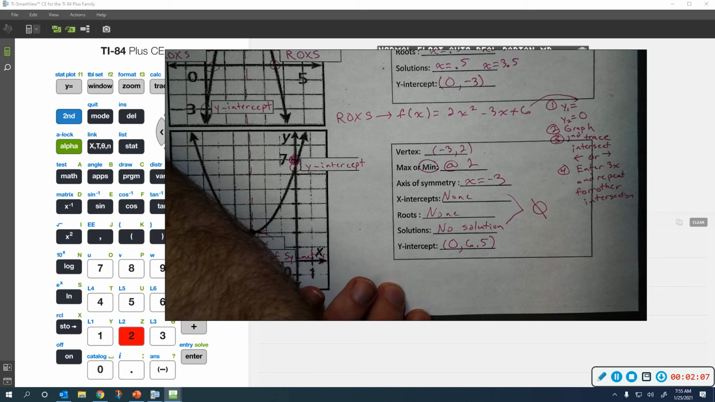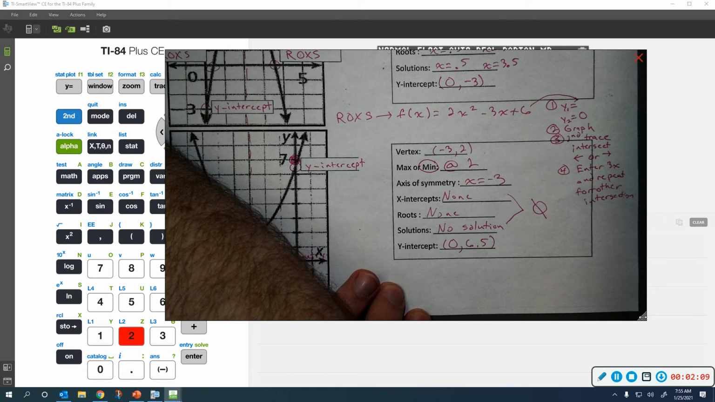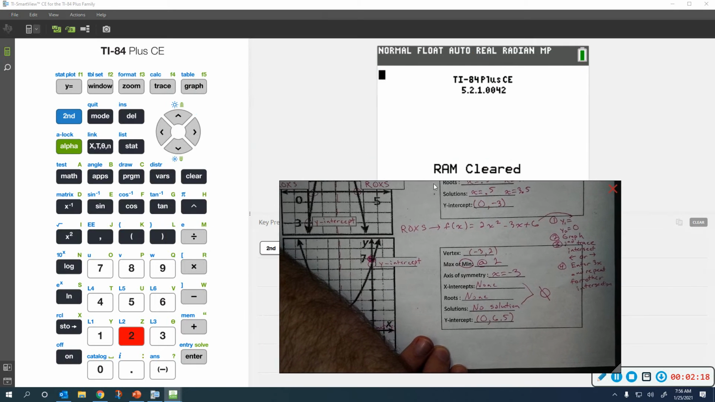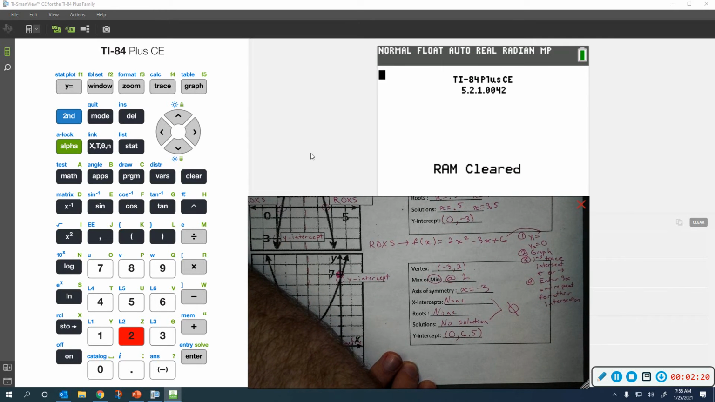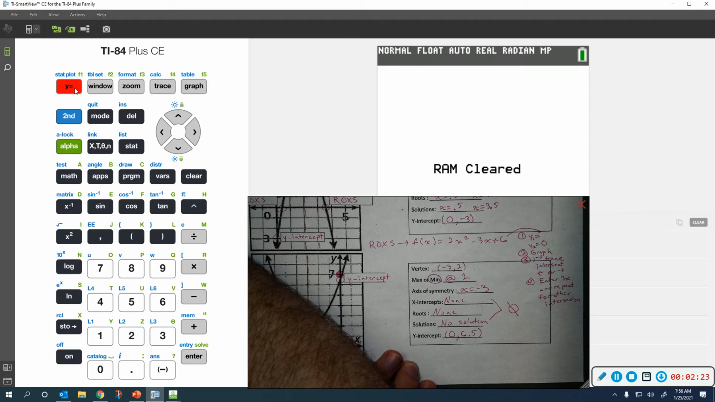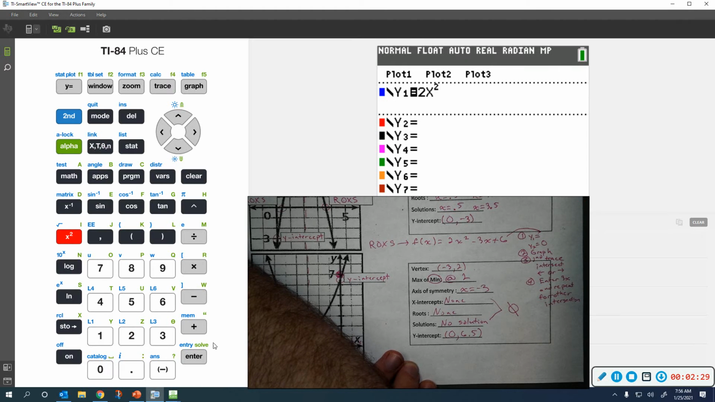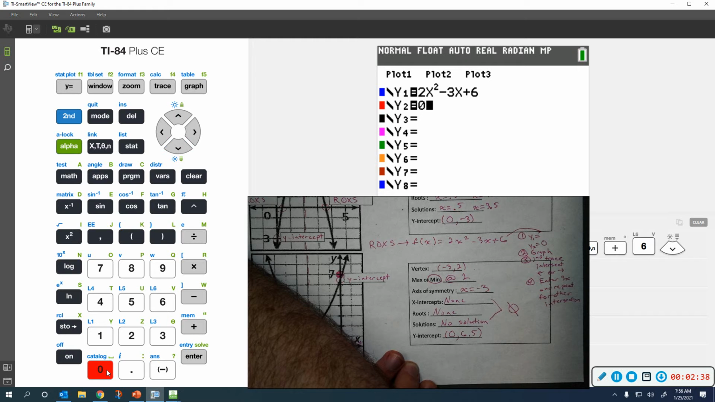So I wrote out the steps, and I know it's going to get really small, so if you need to pause to write them out, go ahead and pause. And now we're just going to go through those steps on the calculator together. So first, I cleared it. Now I'm going to go to y equals, type in my equation, so 2x squared minus 3x plus 6. Go to y2, and you're just going to type in the equation y equals 0.